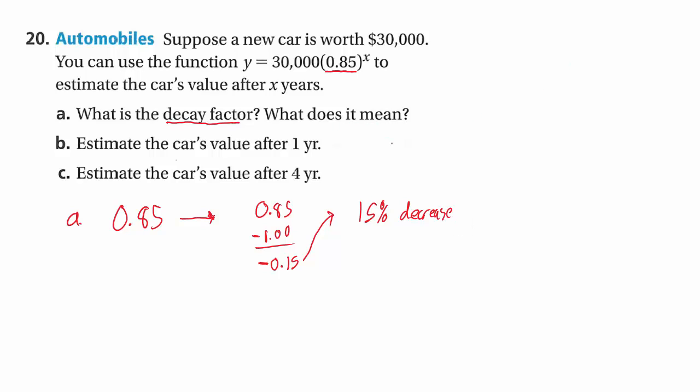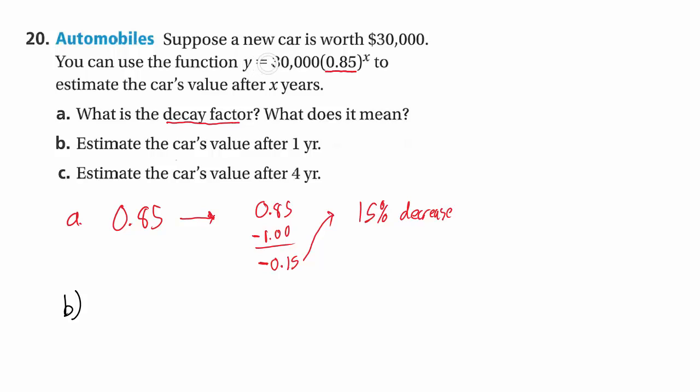So you're decreasing by 15%. You're not increasing by 15%. And here's what's important. You are not decaying by 85%. That's not how this works. The idea is each year you have 85% of what you had the previous year. So if you have 85% of what you had, that means you have 15% less than what you had. So that's part A. Now for part B, we want to know the car's value after 1 year.